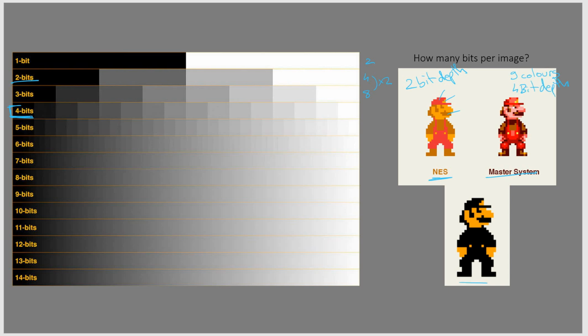And of course, for this Mario over here on the bottom, Mario is only using 2 different colors, and for this we can use 1-bit depth, like so.